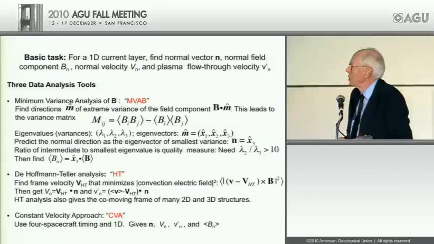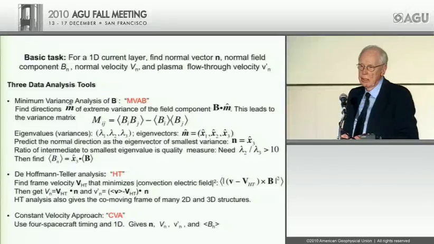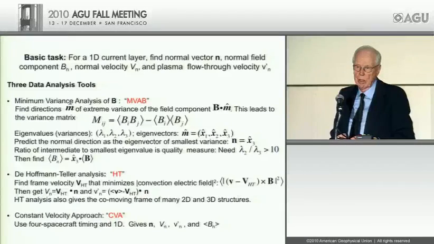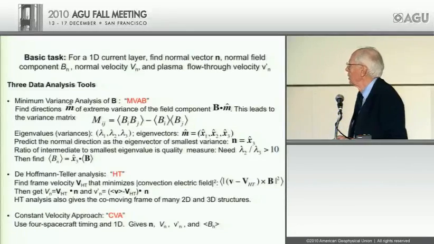Now, once you have done this, you can calculate the average normal component. Second method is called the Hofmann-Teller analysis. It is finding a moving frame of reference in which the electric field is as small as possible. In my work today, I will use only the convection electric field, and the way to find the velocity of the frame is to minimize the electric field in the moving frame. Now, once you have done that, you can dot it into the normal, which you got up here, and you can therefore find out how fast the magnetopause is moving, and you can calculate the flow-through velocity as well.